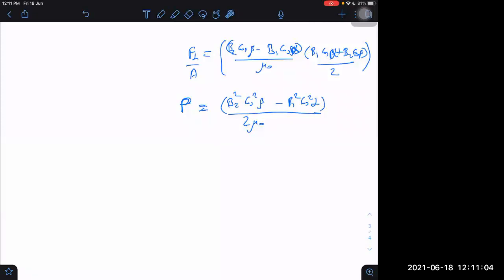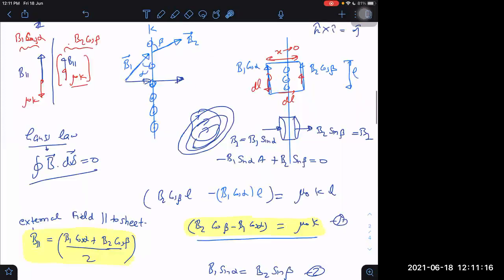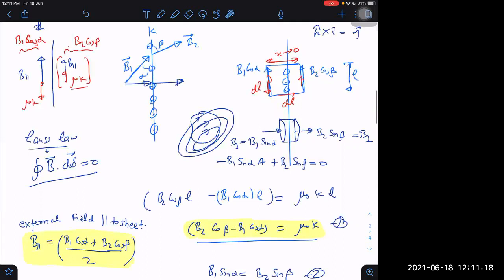Yes, sir. And what is this field now? Remember, this field is not just the external field; it is the total field now. While we are writing this, it is the total field, because, as I told you before, B1 and B2 are total fields. B parallel was the external field only. B parallel was just external, but this one was total. This is also total.